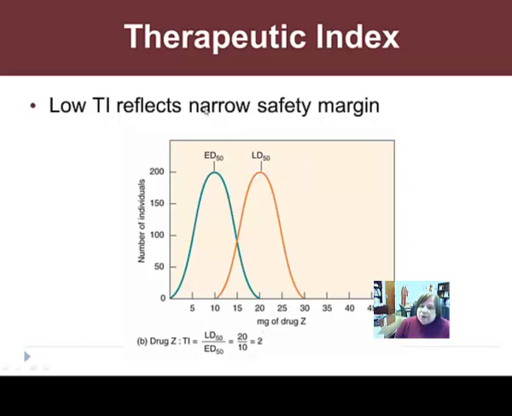Here is one that has a narrow safety margin. It's a low therapeutic index. Again, you have your therapeutic effective dose of 50 is at 10 milligrams. Then again, they did a lethal dose that was figured out to be about 20 milligrams. So again, the therapeutic index is only 2 for this drug. So again, it requires much more closer monitoring of therapeutic blood levels, and the danger of adverse effects is much more serious than if you had a therapeutic index of 4.